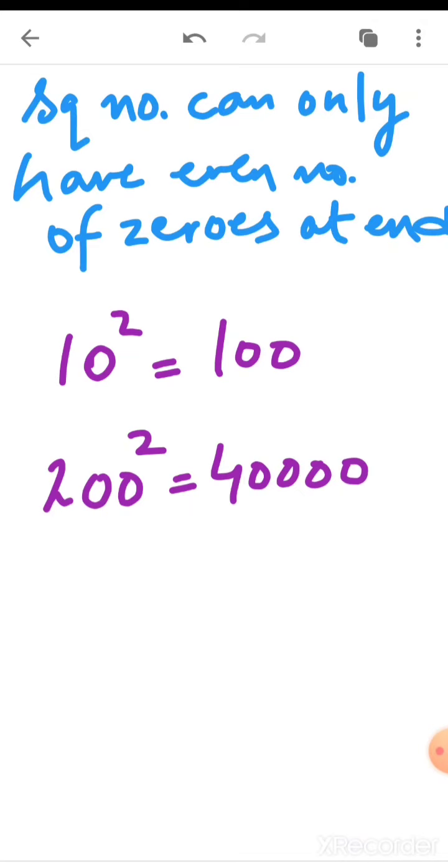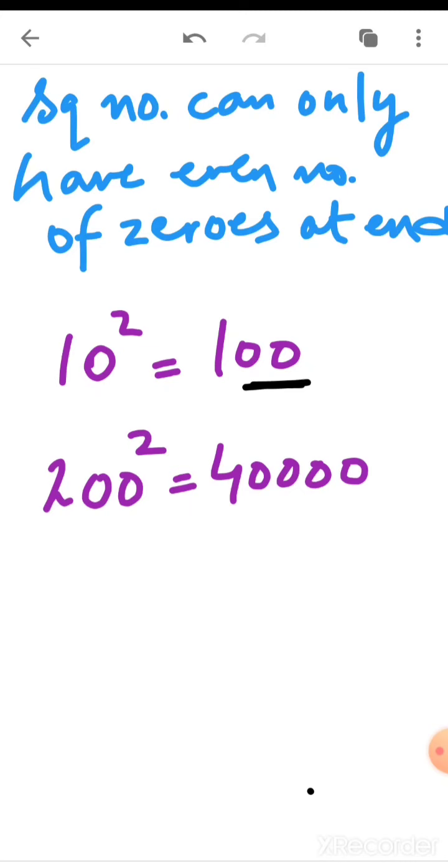Now, one property, as I told you, that if a number ends with 0, the square will end with 0. But here we have to note down one thing, that it always ends with an even number of zeros. A square number always ends with an even number of zeros. Like we can see in this example, 10 square, if I take, it is 10 into 10, 100. So it is ending with 2 zeros. We have 2 zeros, an even number of zeros.